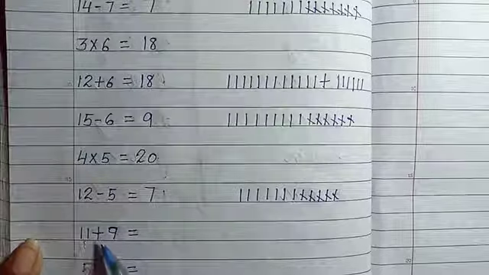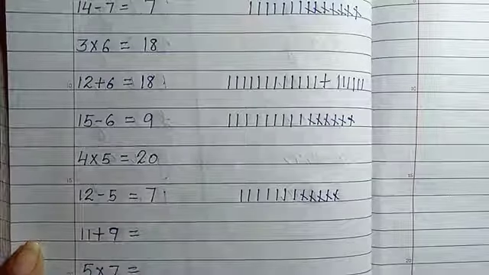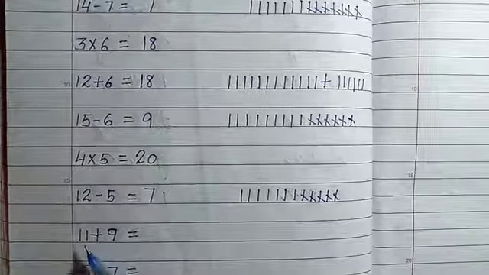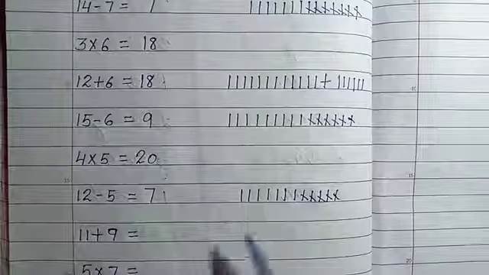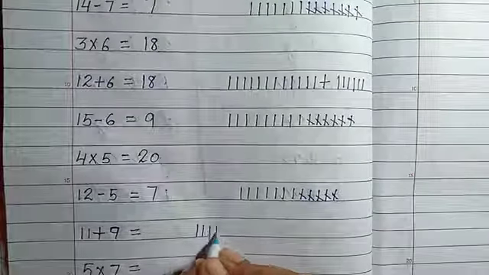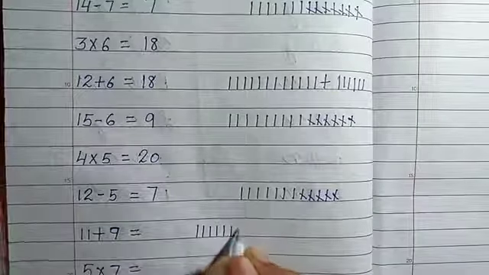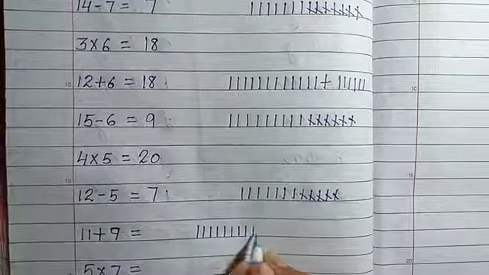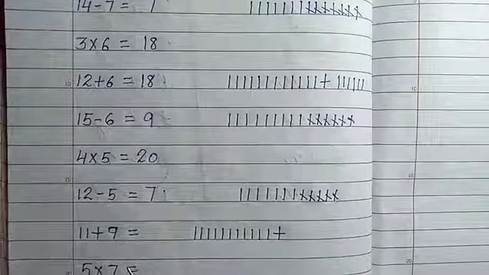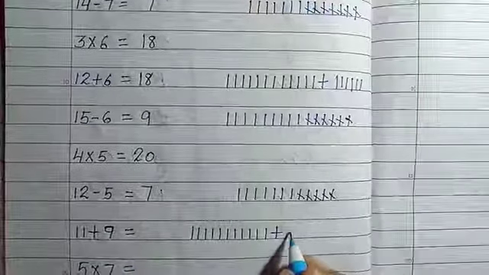Here is 11 plus 9. Here is 11. Now you draw 11 lines. 1 2 3 4 5 6 7 8 9 10 11. And here is 9. Now you draw 9 lines.